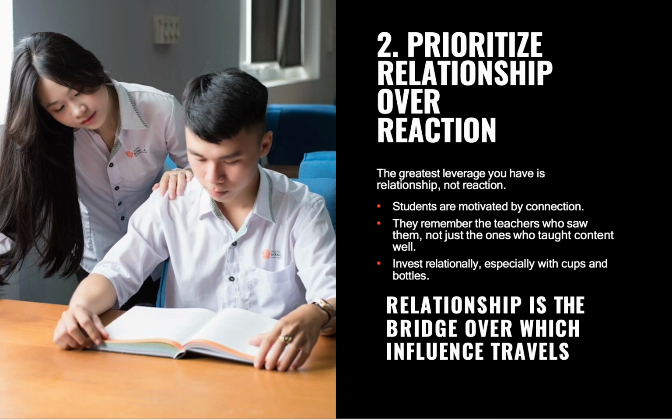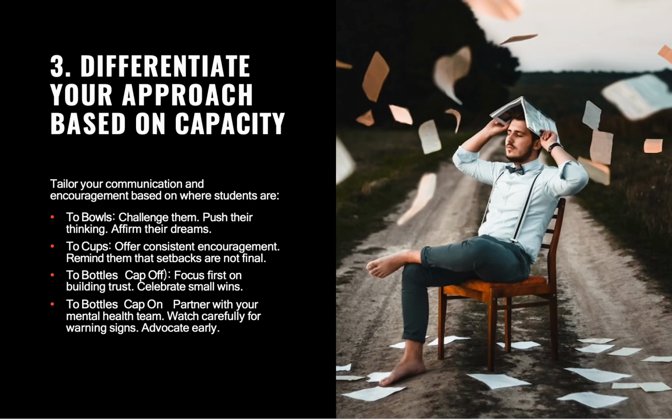Relationship is the bridge over which influence travels. Number three, differentiate your approach based on capacity. Tailor your communication and encouragement based on where students are. To bowls, challenge them, push their thinking, affirm their dreams. To cups, offer consistent encouragement. Remind them that setbacks are not fatal.